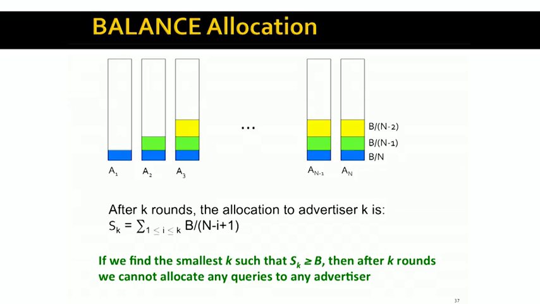So if we can find the smallest k such that Sk is greater than or equal to B, then after k rounds, we've exhausted the budgets of all the advertisers, k plus 1 through n, and so we cannot assign any queries to any advertiser beyond that point. So our goal is to find the smallest k such that Sk is greater than or equal to B.